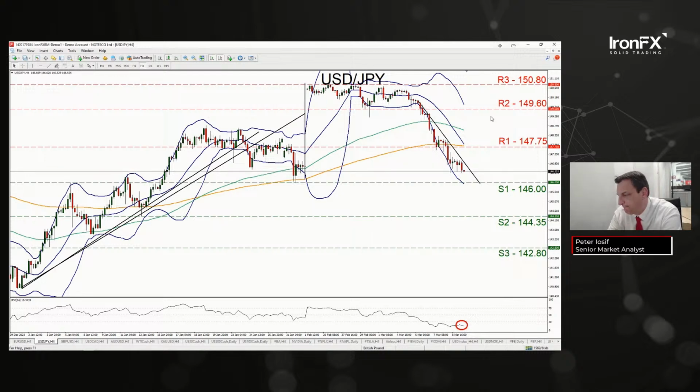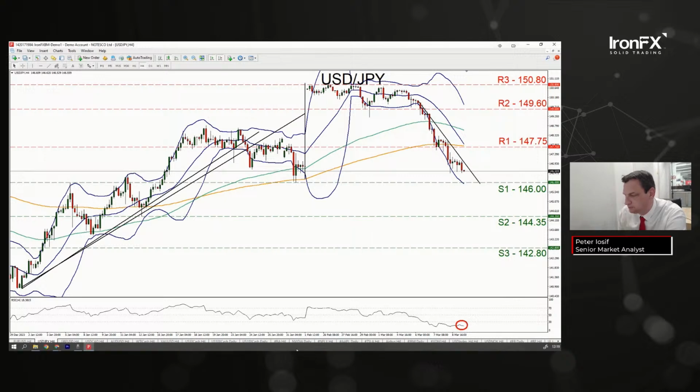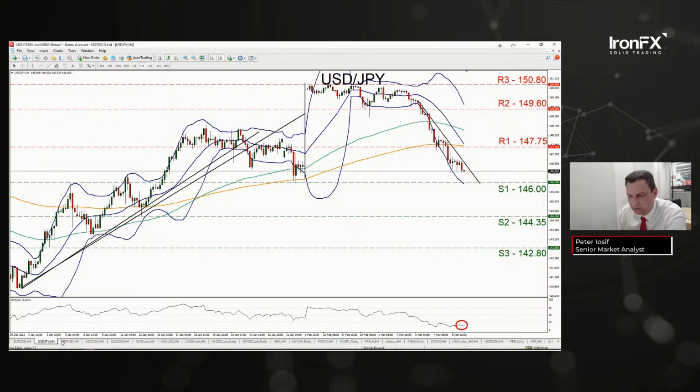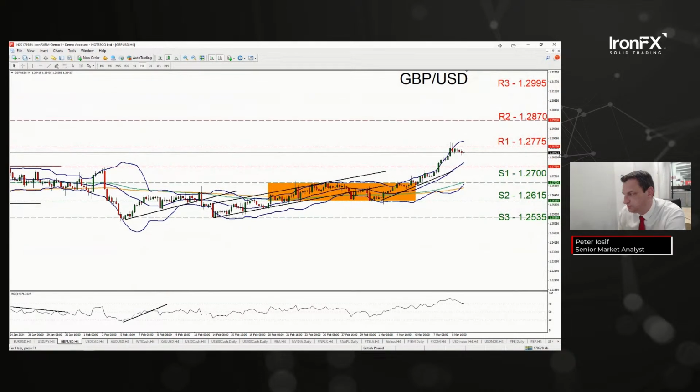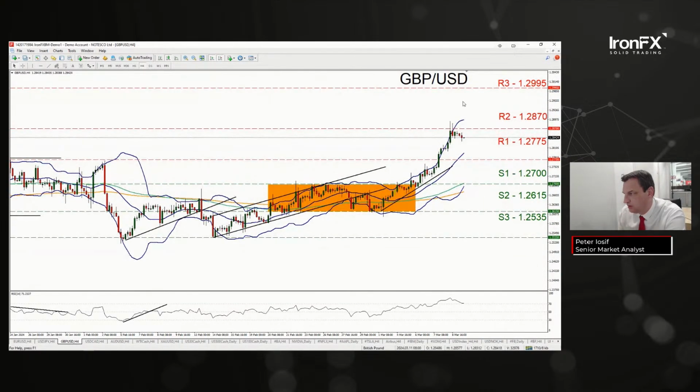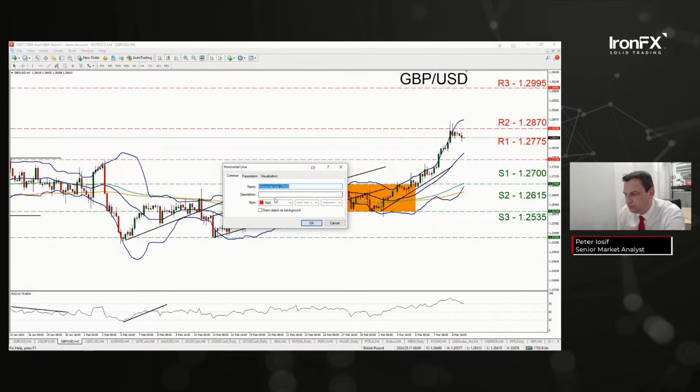Okay, let's have a look at GBP/USD. Yo, that's interesting. Let's readjust the labels so we get a clearer picture here. But definitely the fact that the price action has breached the 1.2775 and seems to have hit a ceiling at the 1.2870 cannot pass unnoticed. The R1 now has to be turned into a support line.